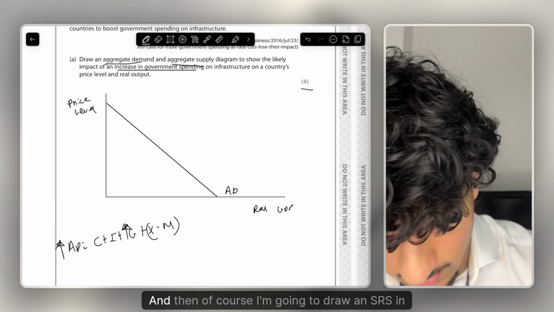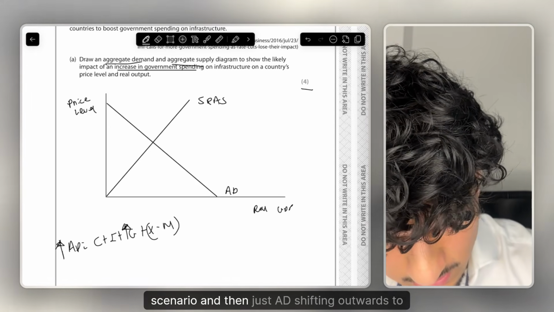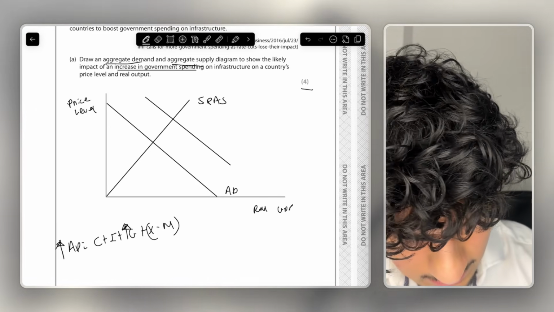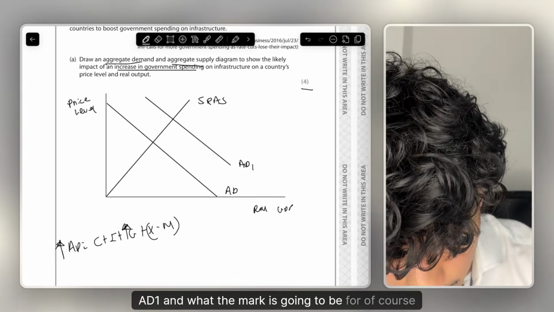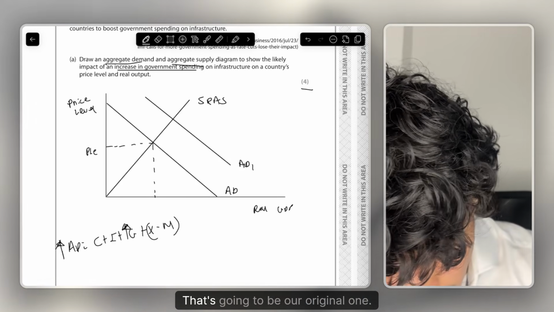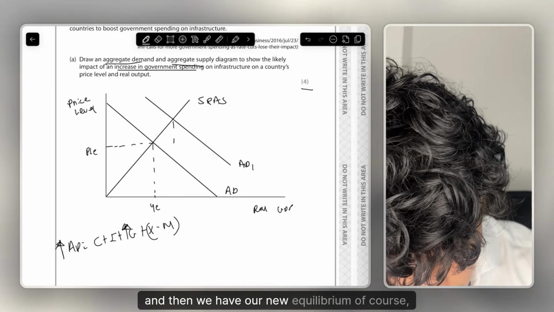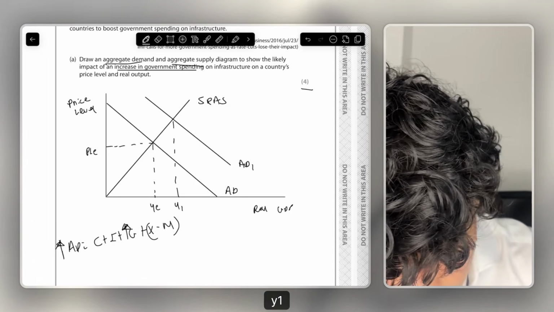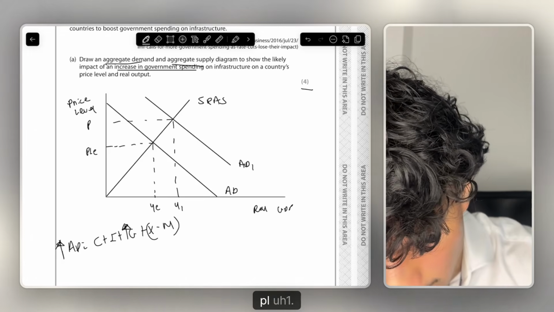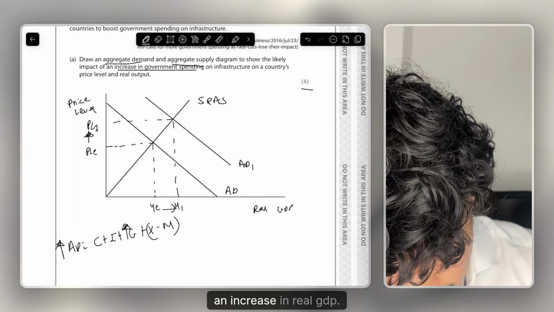So AD, and then of course, I'm going to draw an SRAS in this scenario, and then just AD shifting outwards to AD1. And of course, let's label up our equilibriums. So PLE, that's going to be our original one, and YE, and then we have our new equilibrium, Y1 and PL1.